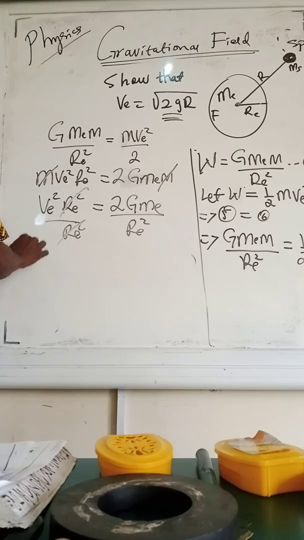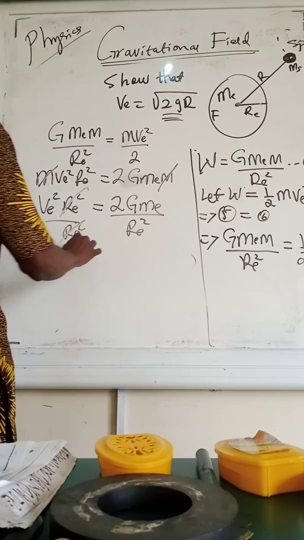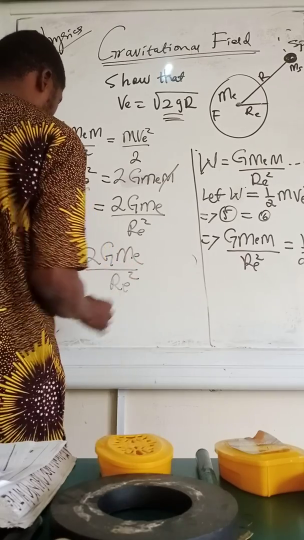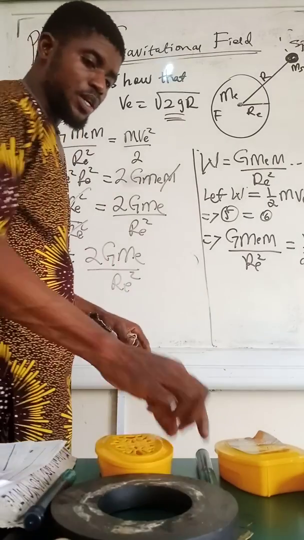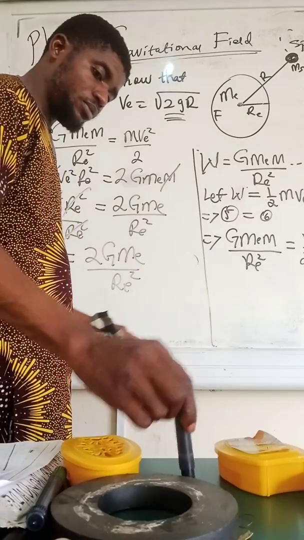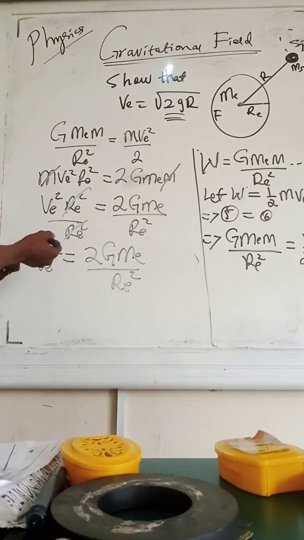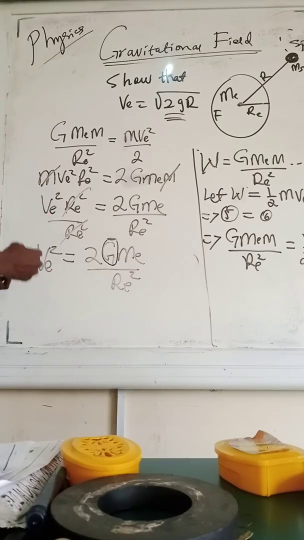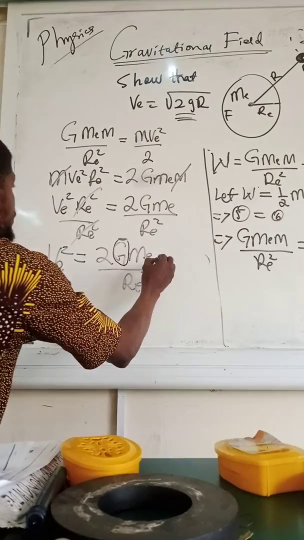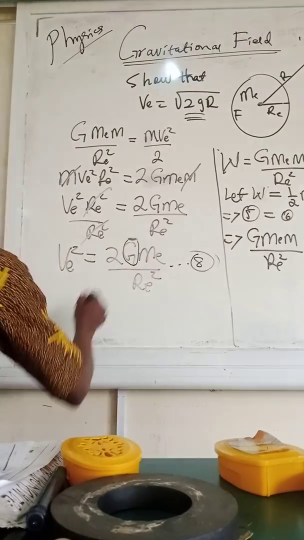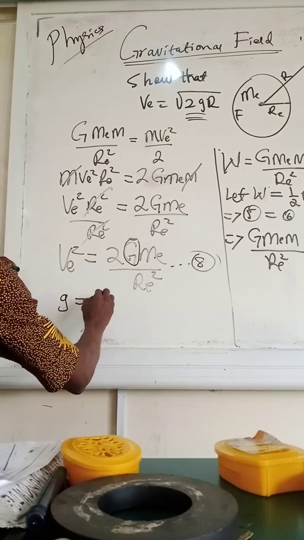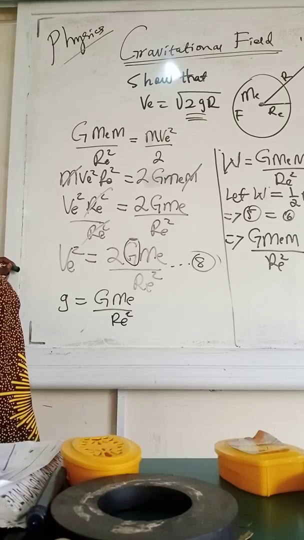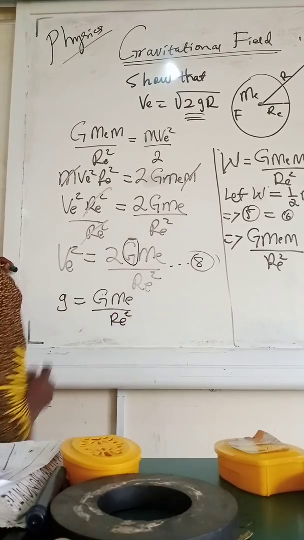Your VE squared is equal to 2G ME over RE squared. If you do that correctly, we want to get rid of that capital G. So recall equation number 8: recall that small g is equal to capital G ME over RE squared. So we're going to make capital G the subject of the formula.